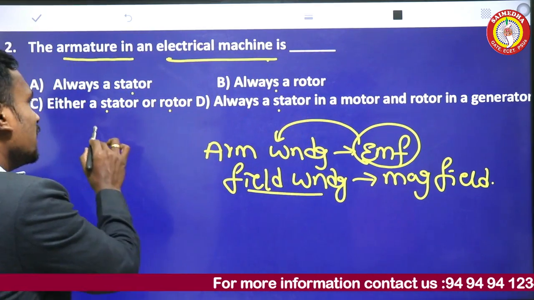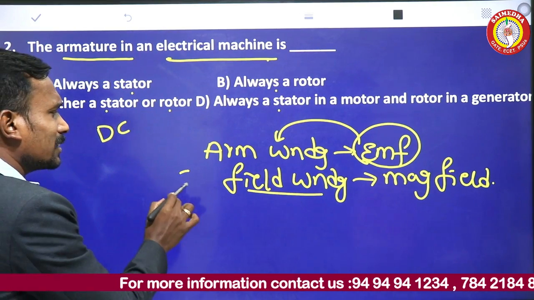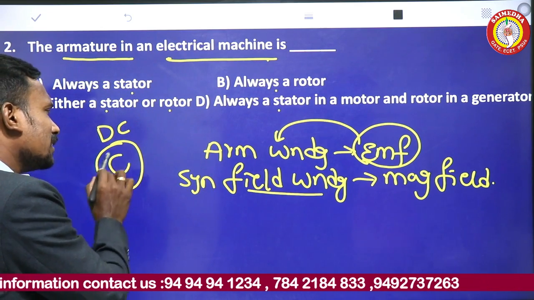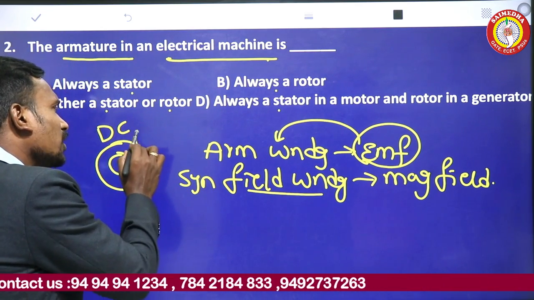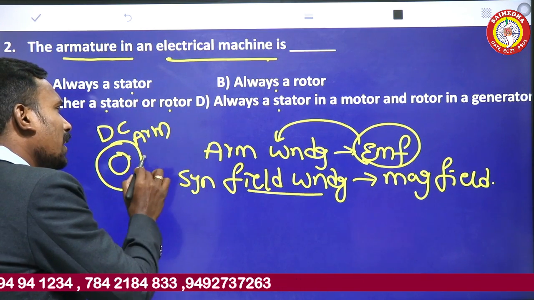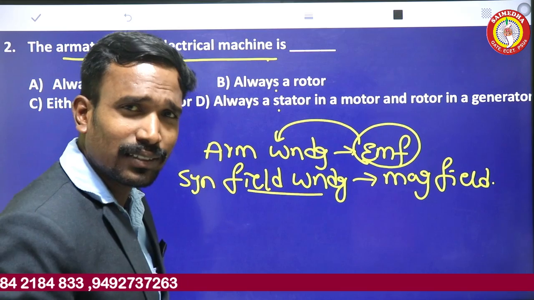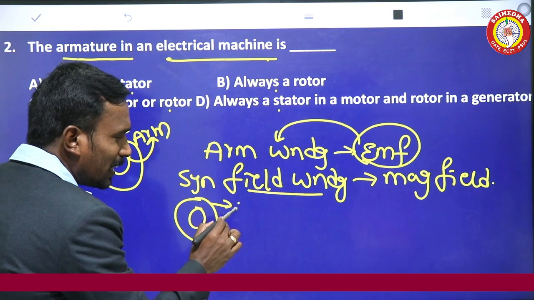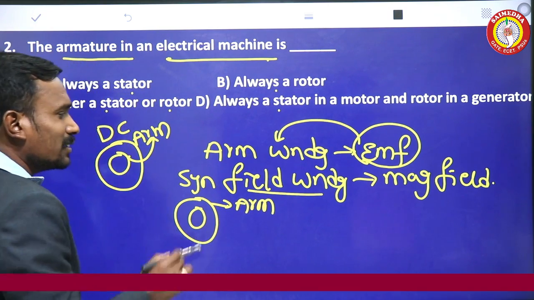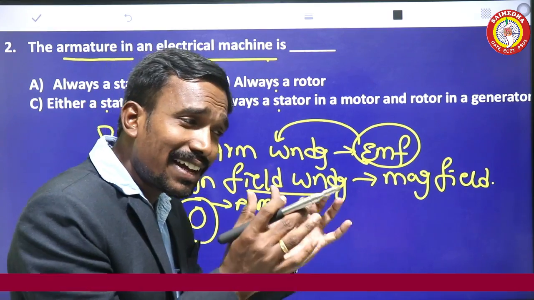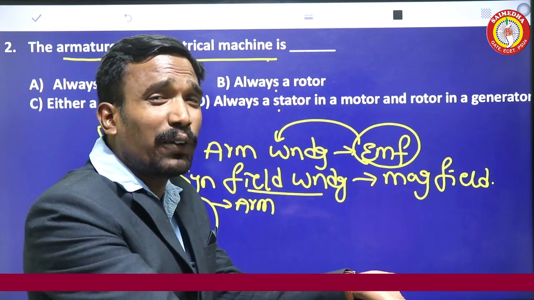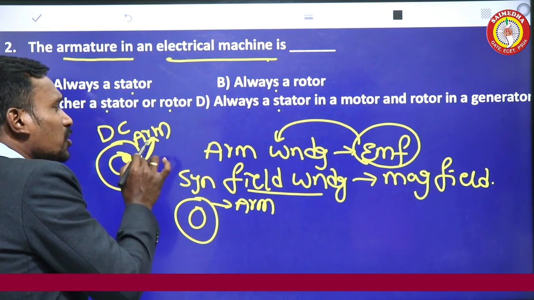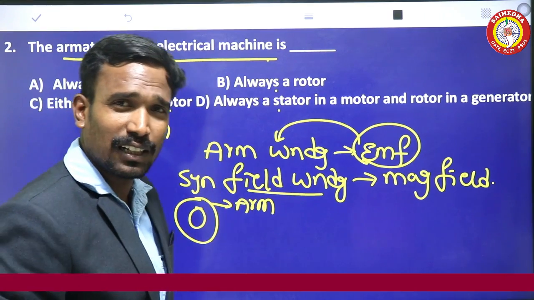Generally we have DC machines as well as synchronous machines. In a DC machine, the armature is a rotor. In a synchronous machine, the armature is a stator. In a synchronous machine, a stationary armature is more preferable. In a DC machine, a rotating armature is more preferable.